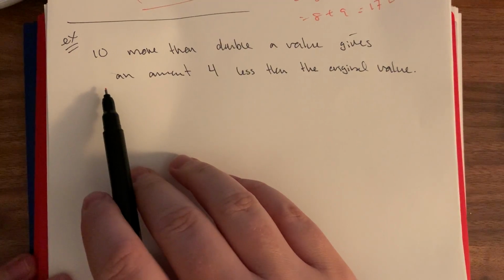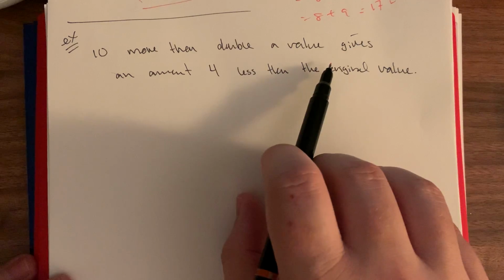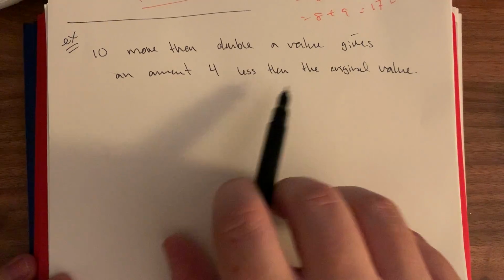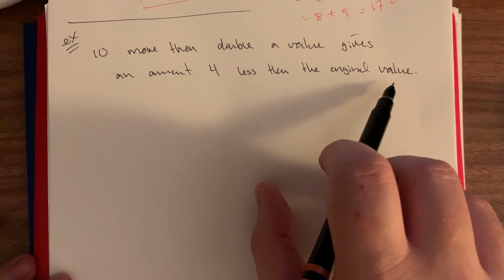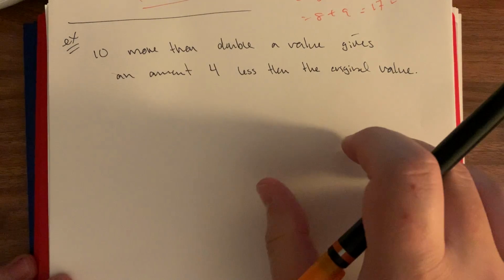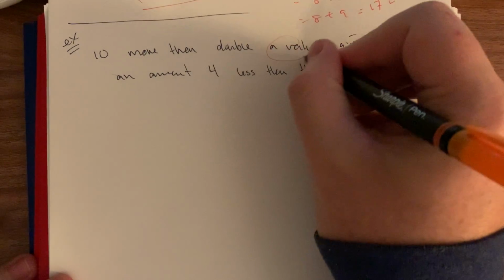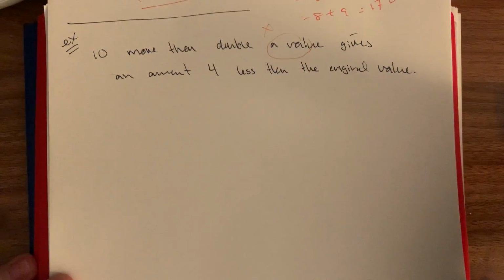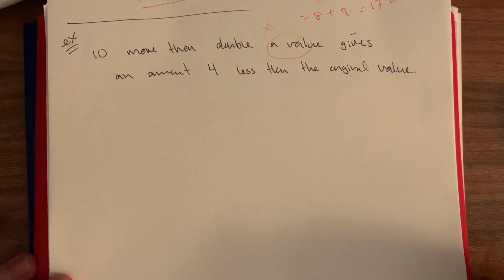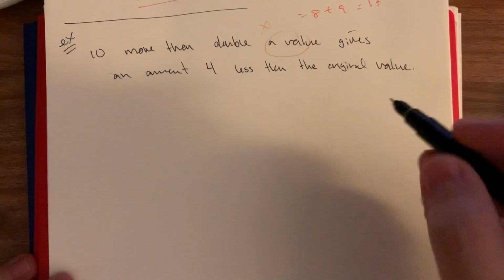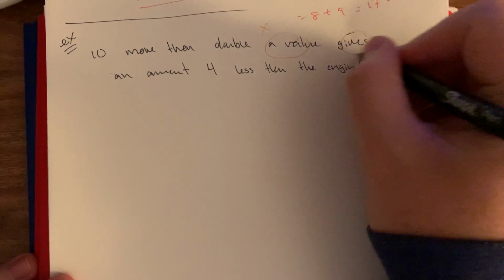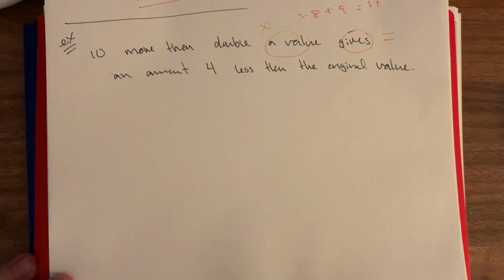10 more than double a value gives an amount 4 less than the original value. Okay, so 10 more than double a value. So a value here, right? This is going to be our variable. This is our x, right? So gives an amount. Gives is going to mean equals, right?